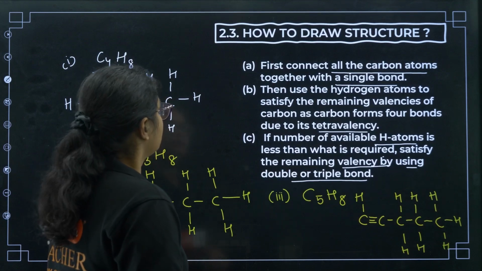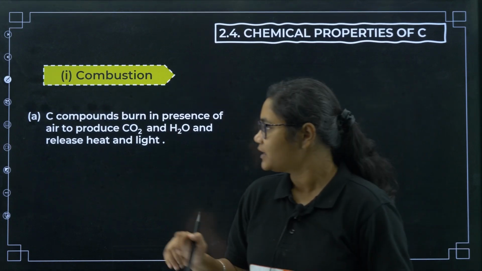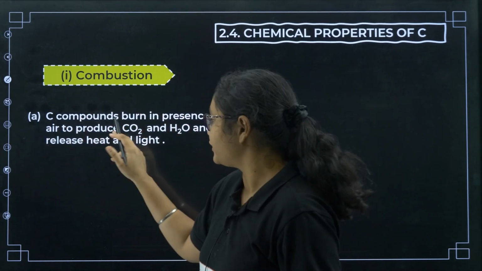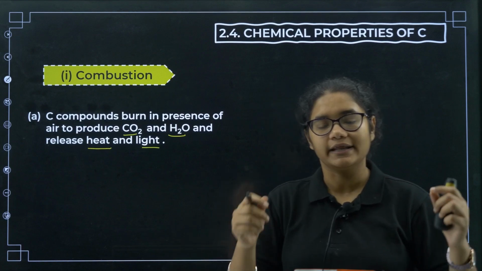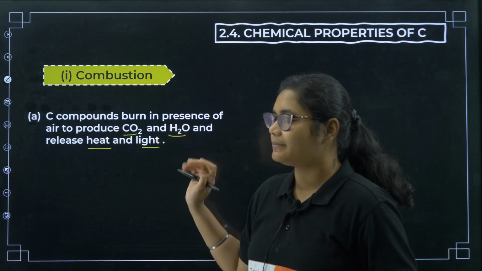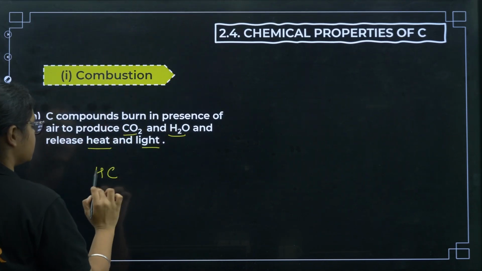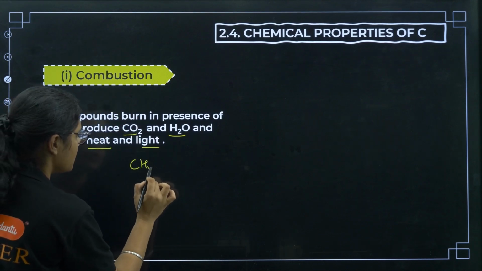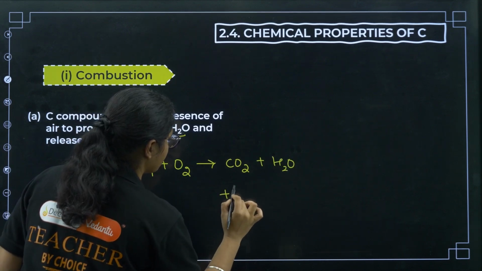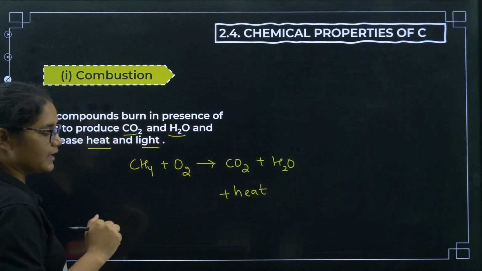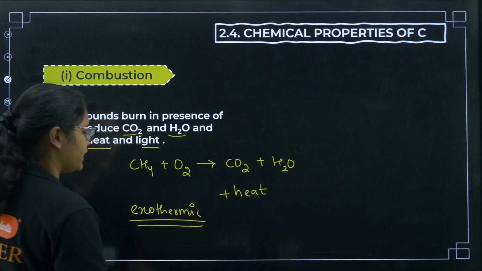Done, fine. Next, coming to the chemical properties of carbon. The first reaction of carbon is the combustion reaction. Carbon compounds burn in the presence of air to produce carbon dioxide and water and release heat and light. This is called a combustion reaction. Every compound of carbon, when you burn it, you will get carbon dioxide and water. Let me take an example. If I take methane, CH4 plus O2 will give me CO2 plus water, and also heat is produced. If heat is produced in the reaction, then what do we call it? It is an exothermic reaction. So remember, all the combustion reactions are exothermic reactions.